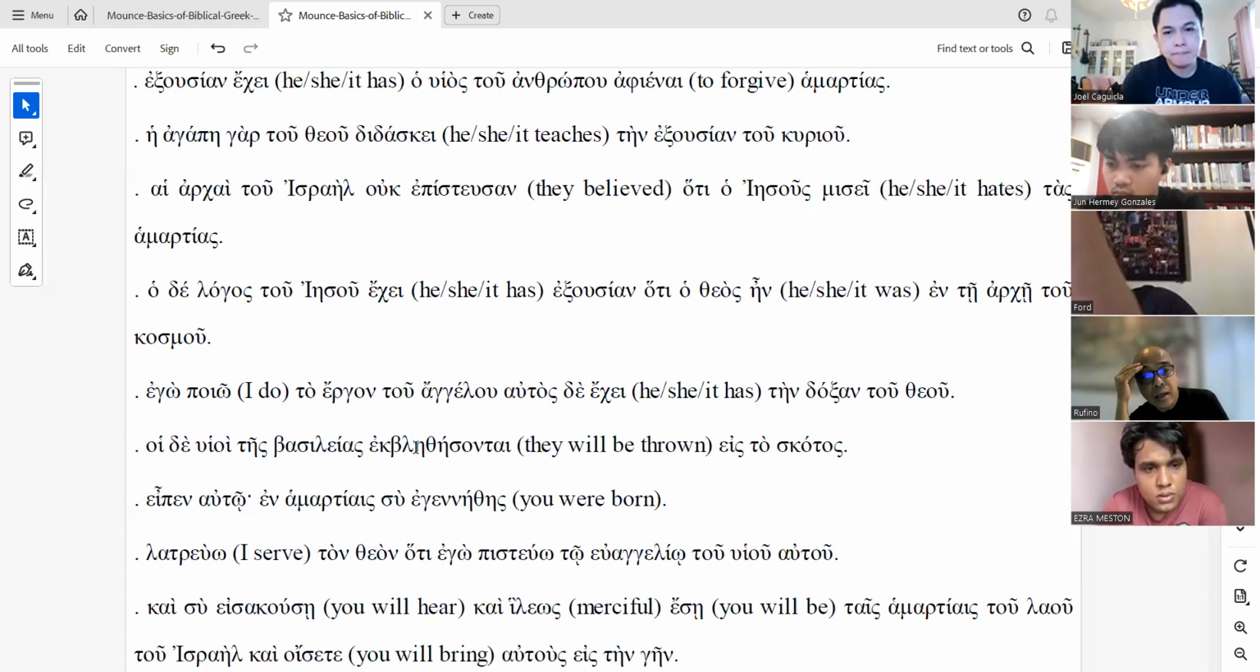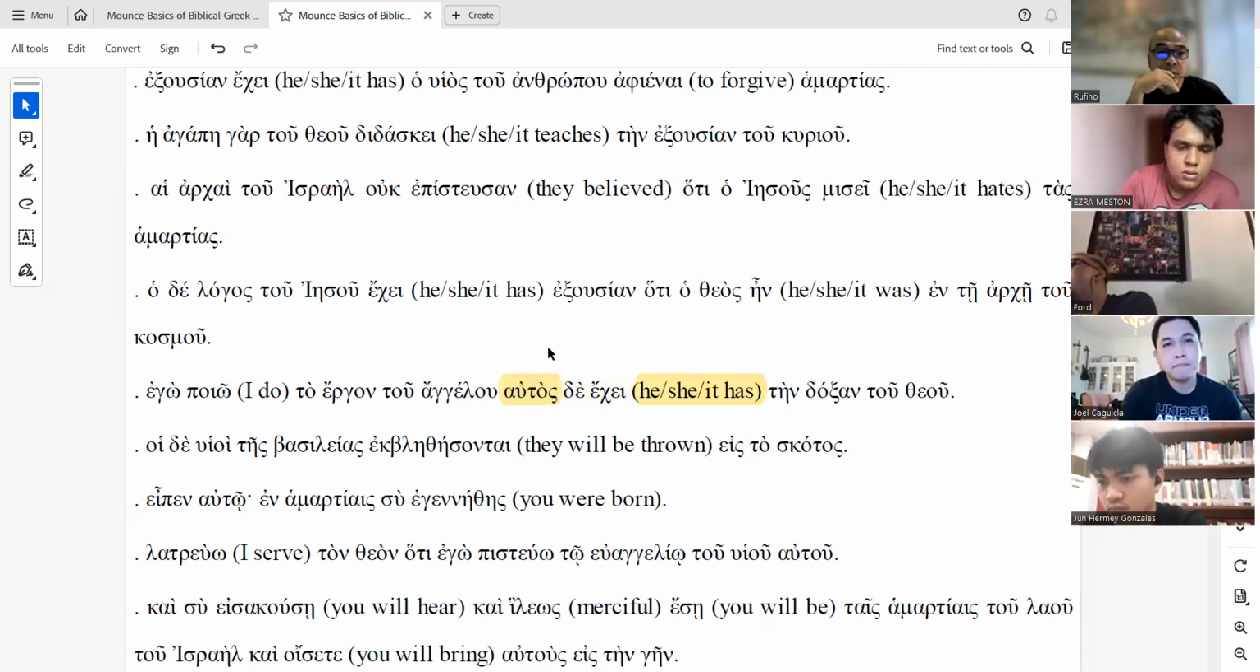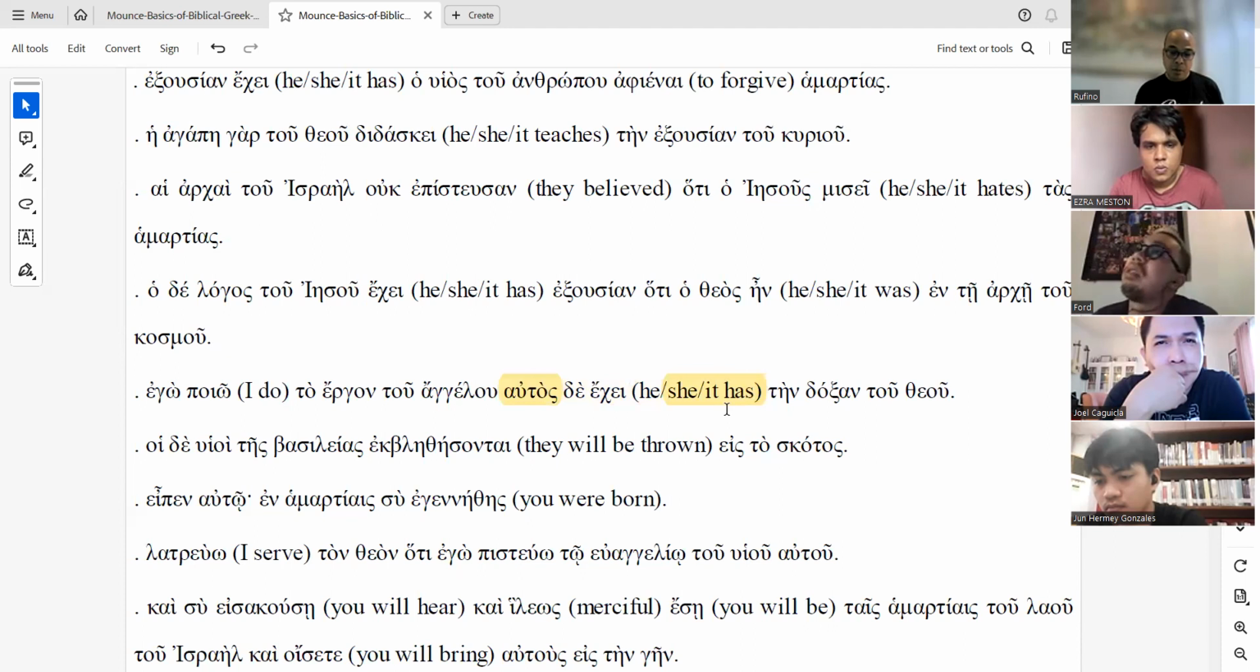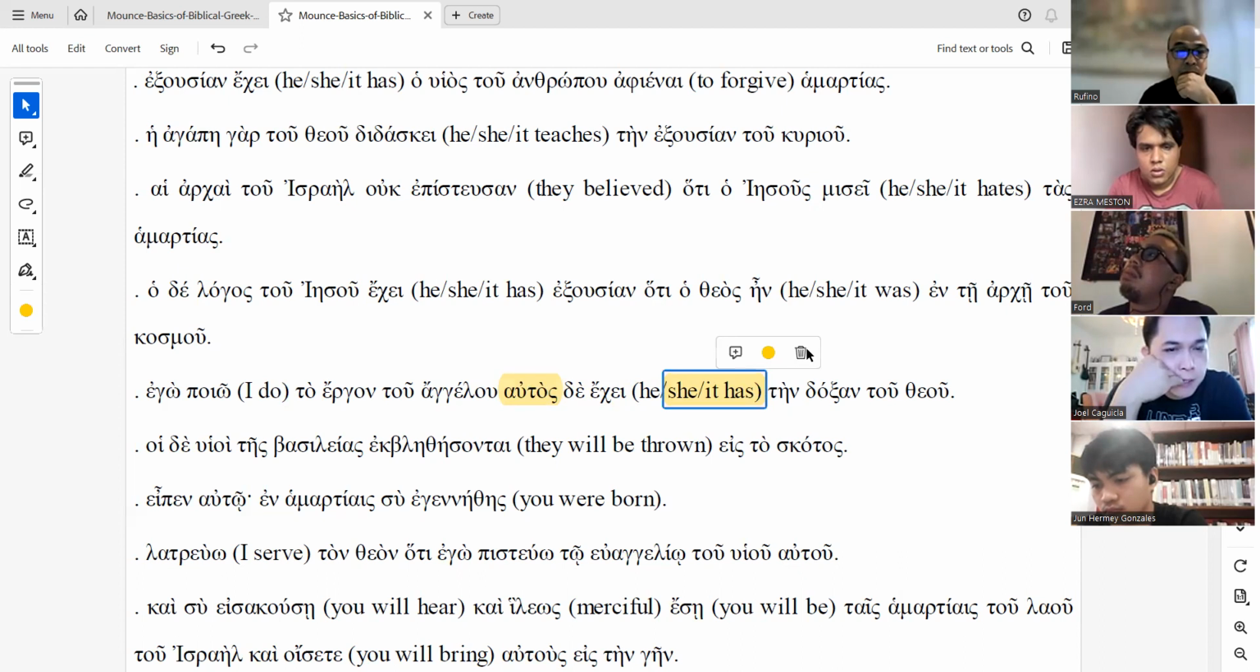De eke. Okay, wait muna. So here, yung autos de eke, and then there is this he. The question is, who is the doer of the action? Automatically, the doer of the action is the nominative. Okay? So it becomes he. This is third person masculine singular pronoun. So we will not translate it as he or it because there is already a clear subject. Okay?